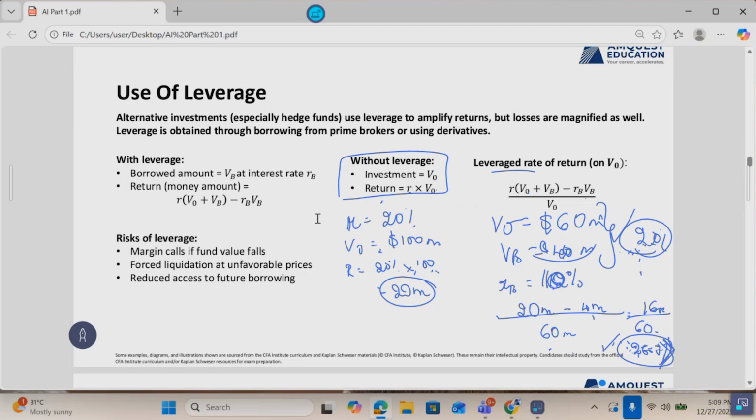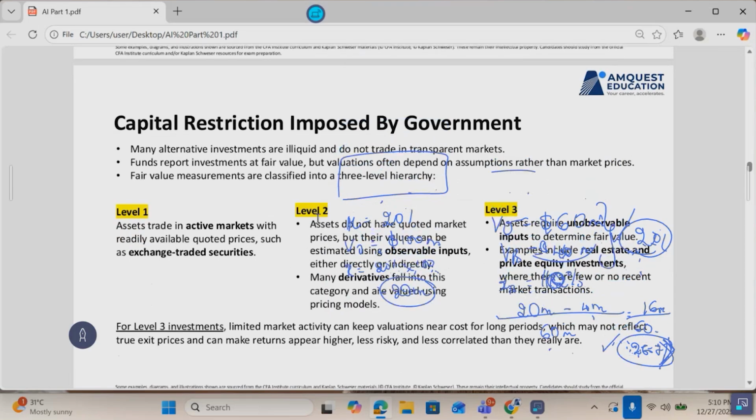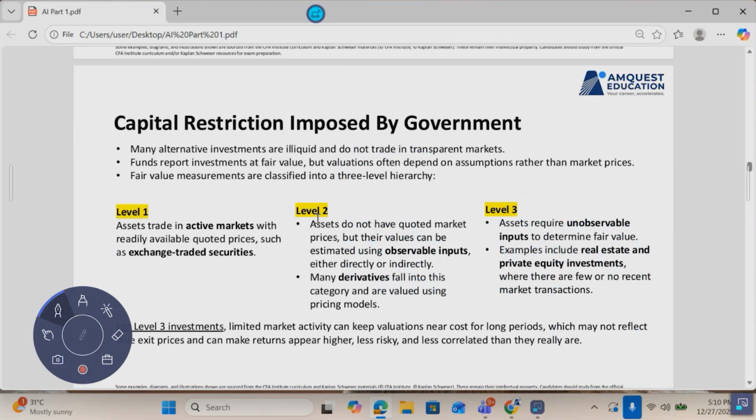Any questions? Take a quick note of that. Is the formula clear? Okay. Now, obviously, there are capital restrictions that are imposed by the government. You have to make sure you take care of those.